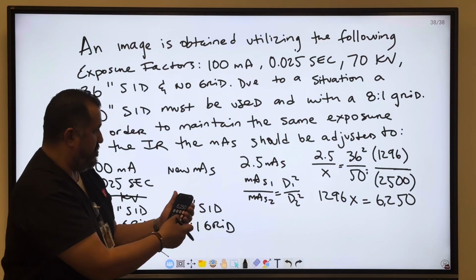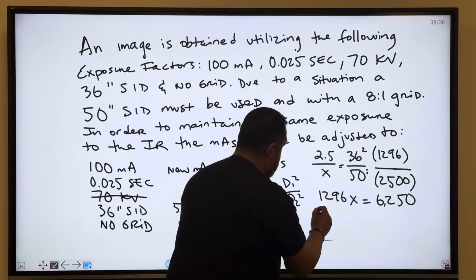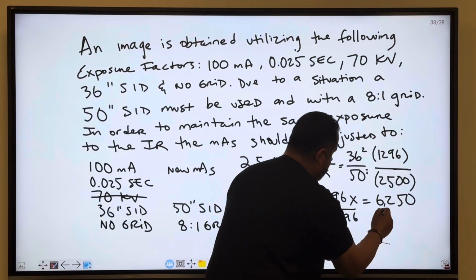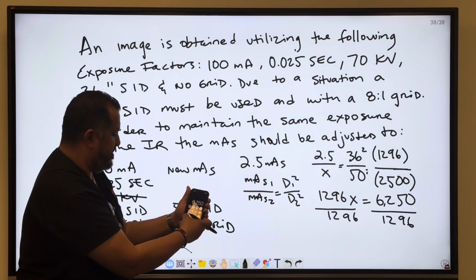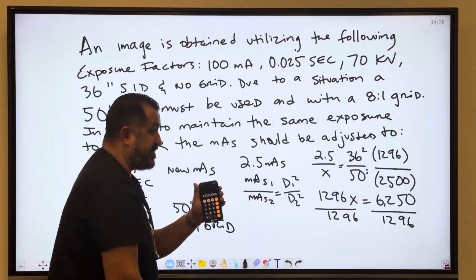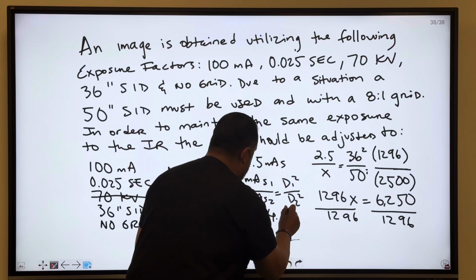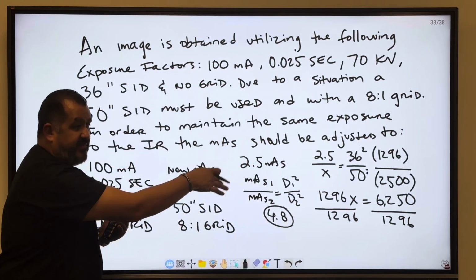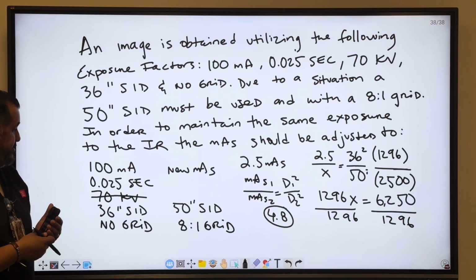So now we're going to divide by 1296, right? So divided by 1296, and we get 4.8. Is that what you guys got so far? Okay. So we got a new mass of 4.8. I'm gonna put a circle around it so I don't get lost in all the mess there. So our new mass is 4.8, okay?